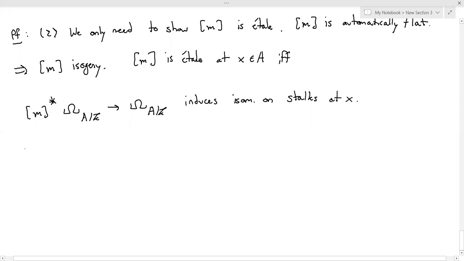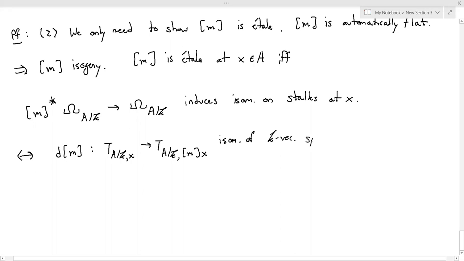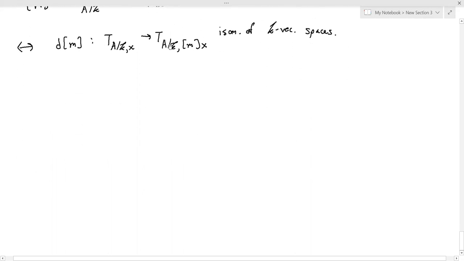But we can dualize this statement into a more familiar statement about tangent vectors. In particular, we want dm, which you should think of as the differential of the map m, the natural map induced on tangent spaces, which takes the tangent space of A over K at x to the tangent space of A over K at the point mx, and we want this to be an isomorphism of K vector spaces. So it uniquely lifts tangent vectors, if you will, from here to there.